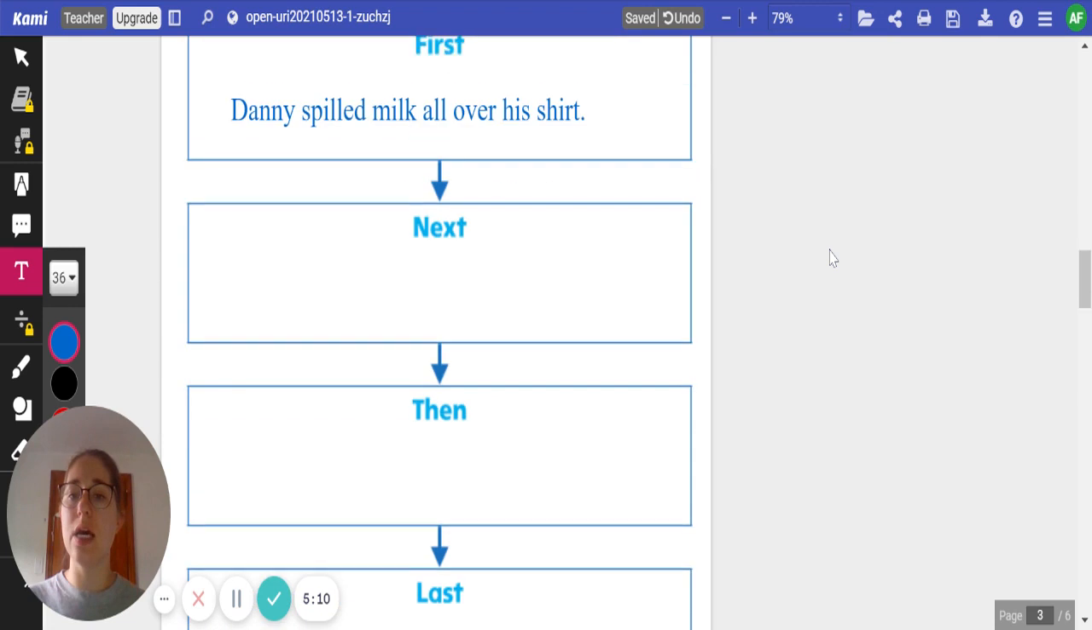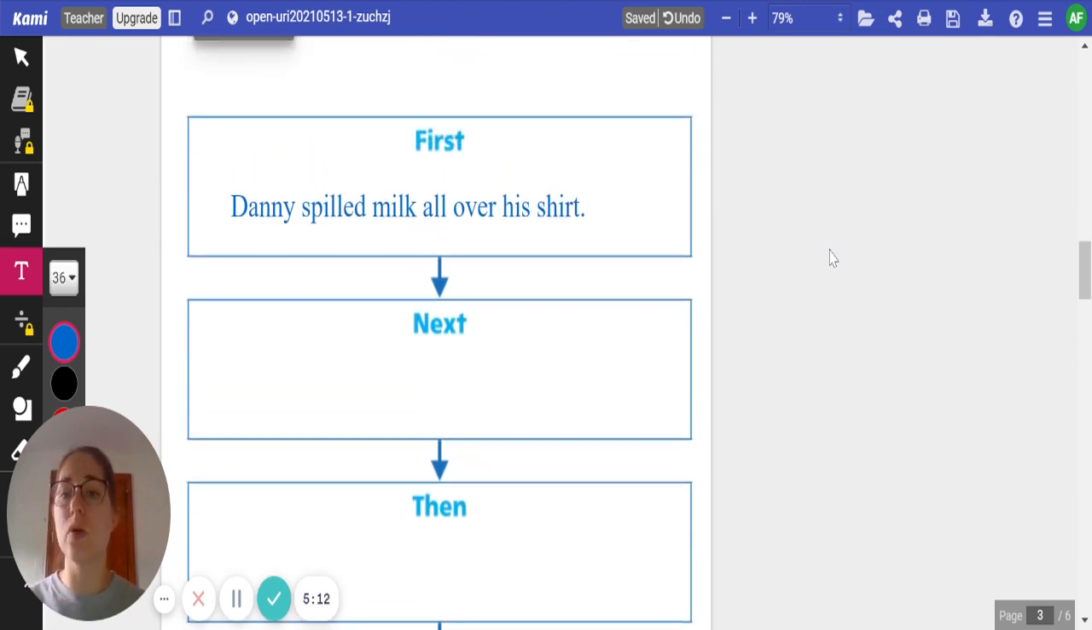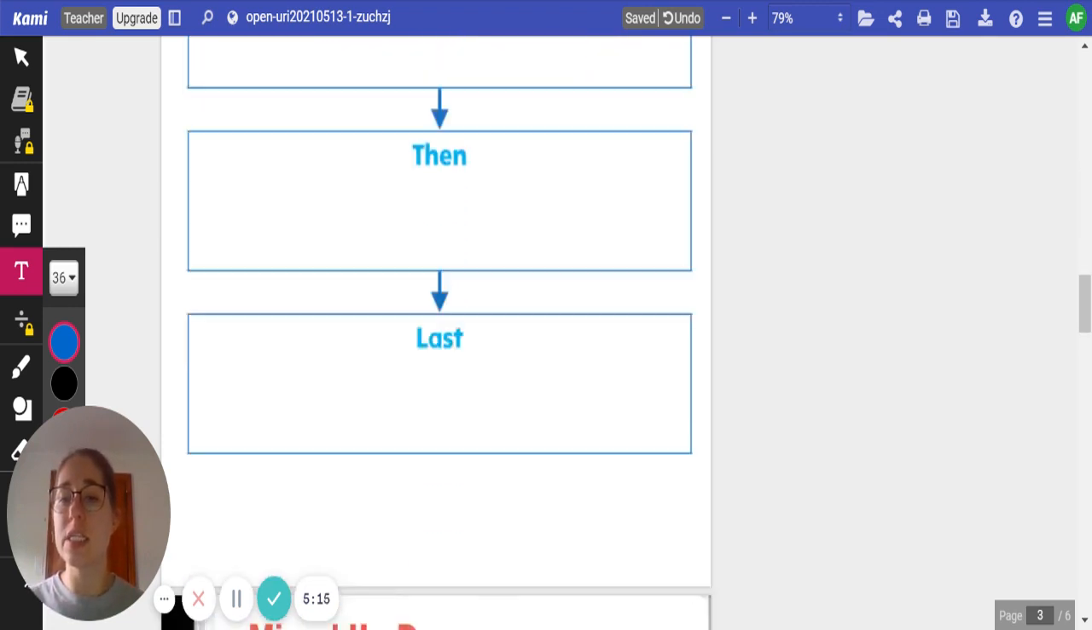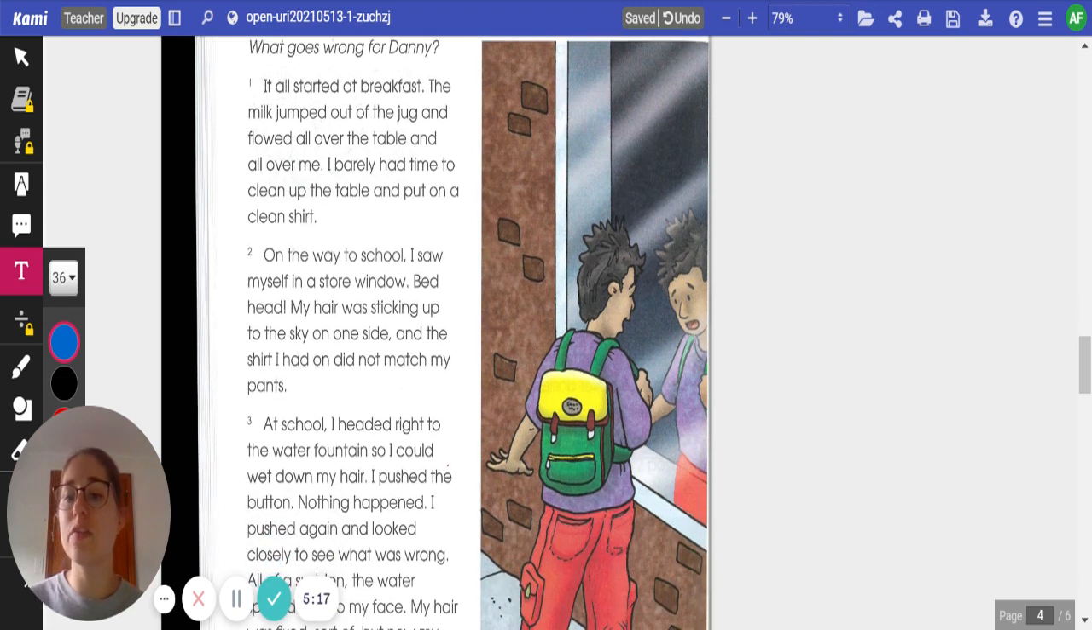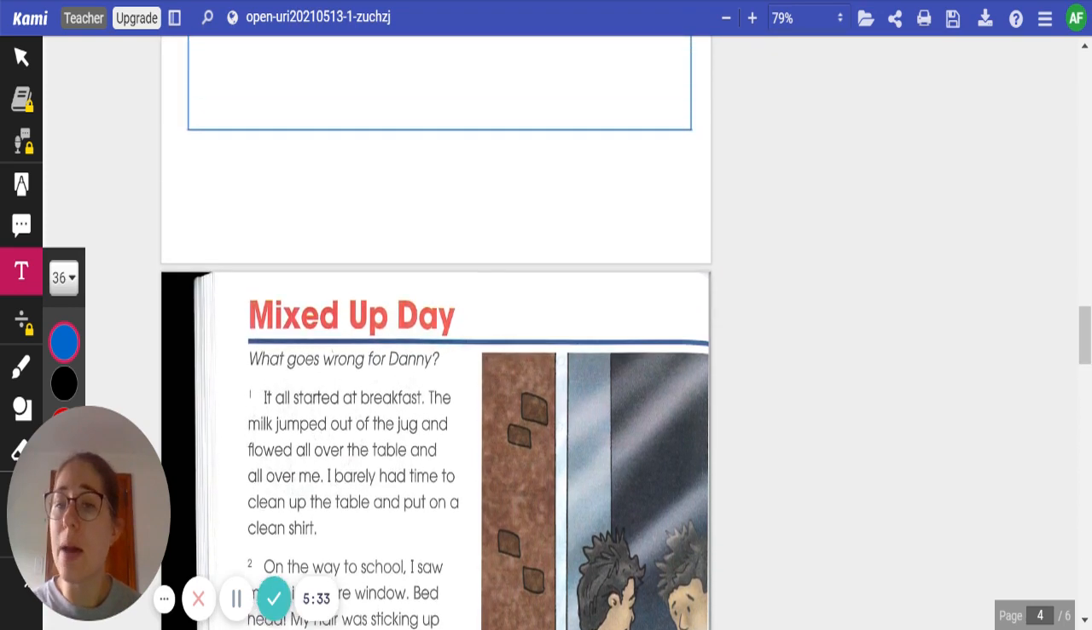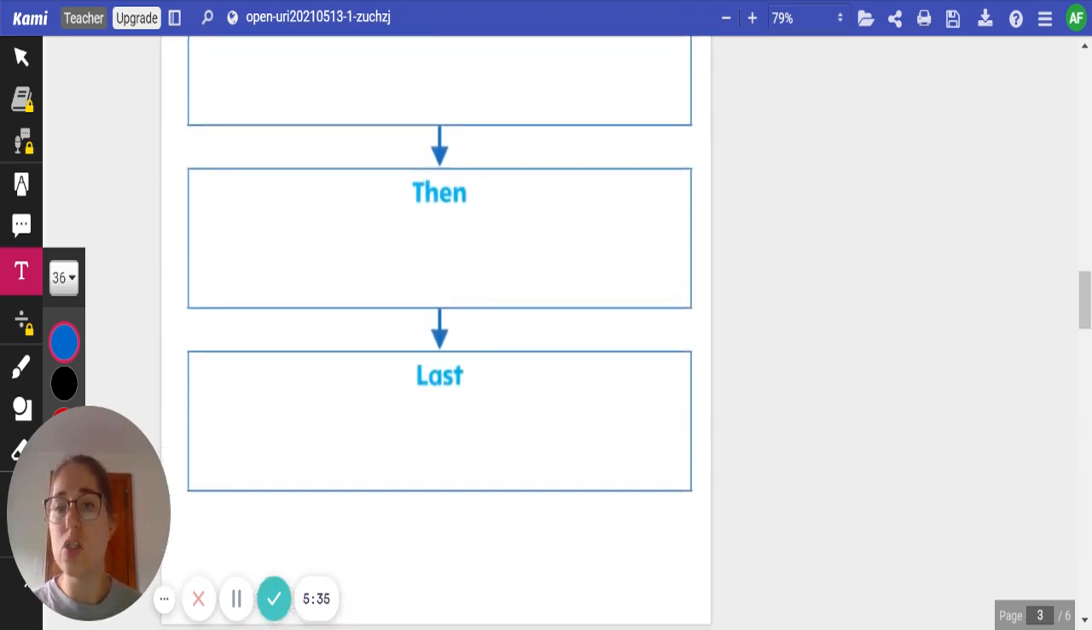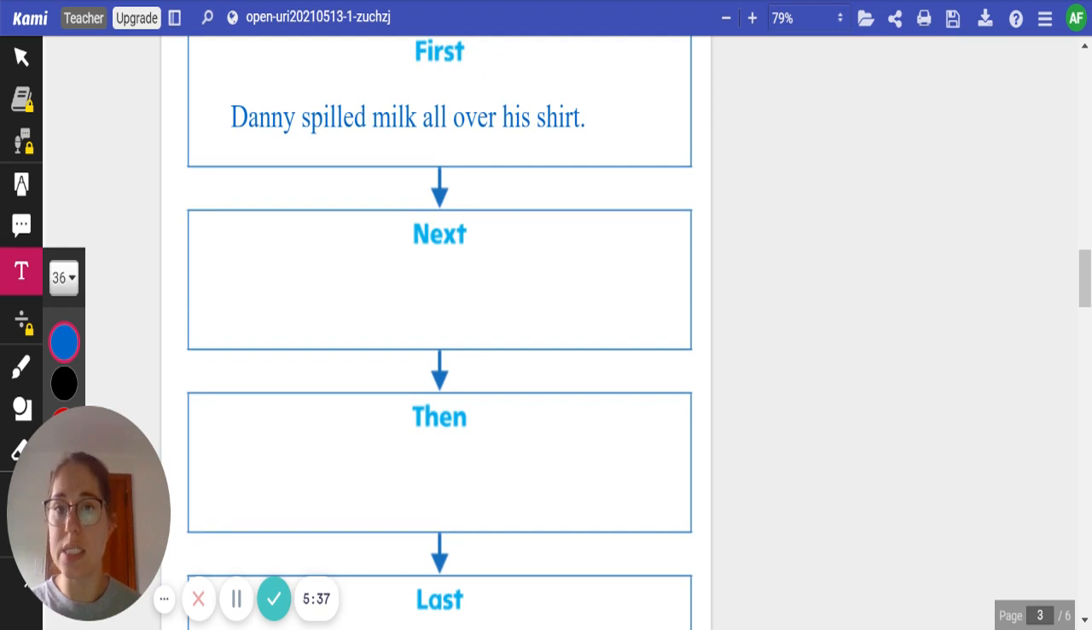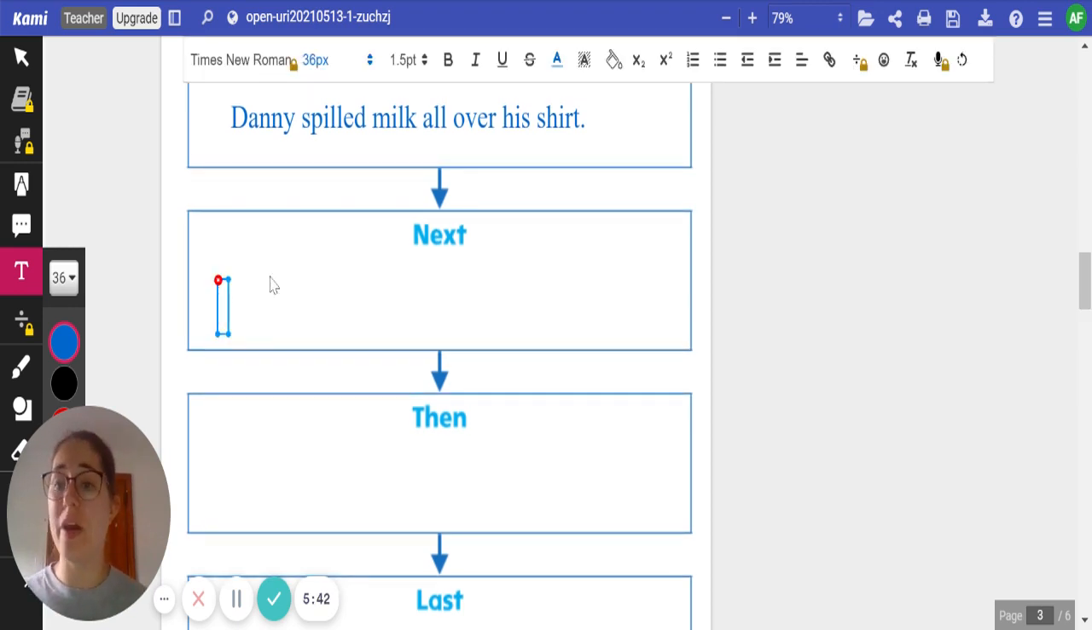Next, let's go back down. Let's look at paragraph 2. What happened in paragraph 2? I'll reread it. On the way to school, I saw myself in a store window. Bedhead! My hair was sticking up to the sky on one side, and the shirt I had on did not match my pants. The 2 things happen next, right? He looks in the store window and sees that his hair is sticking up, and he also notices that his shirt and his pants don't match.